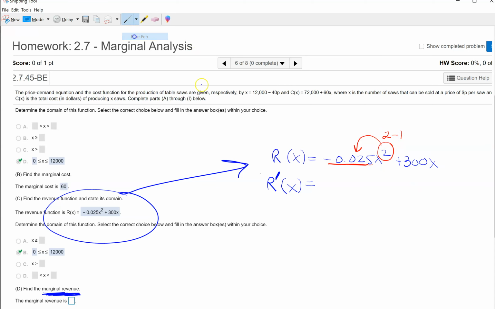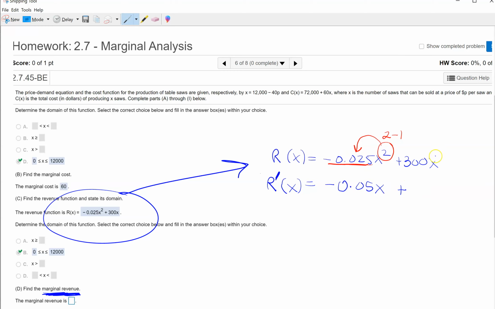So when I do that, I'm going to end up with a negative 0.05 x to the first, but we don't write the understood exponent 1 because it could look like a prime. It's just that. And technically we're multiplying by the derivative of the base if we're doing our chain rule, but the derivative of x is just 1. So we're not going to write that down there.